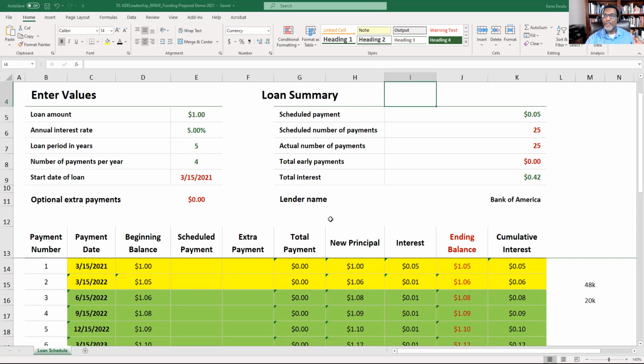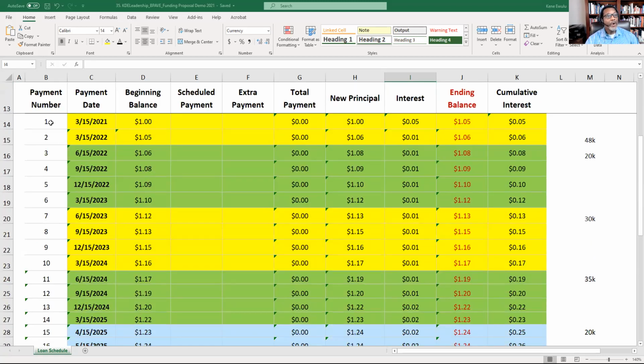I've done this calculation over a 5-year period, okay? If you look here right now on payment number 1, you see that we're using the date 15th of March, 2021. This is just for presentation's sake. You're not paying anything back. Look at that scheduled payment. You're not paying anything back until 15th of March, 2022. So you're asking for 1 year before you make payments.